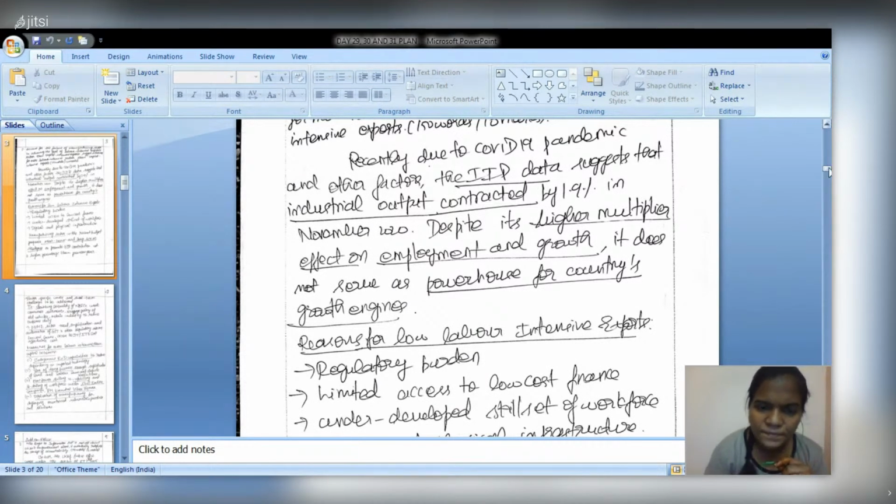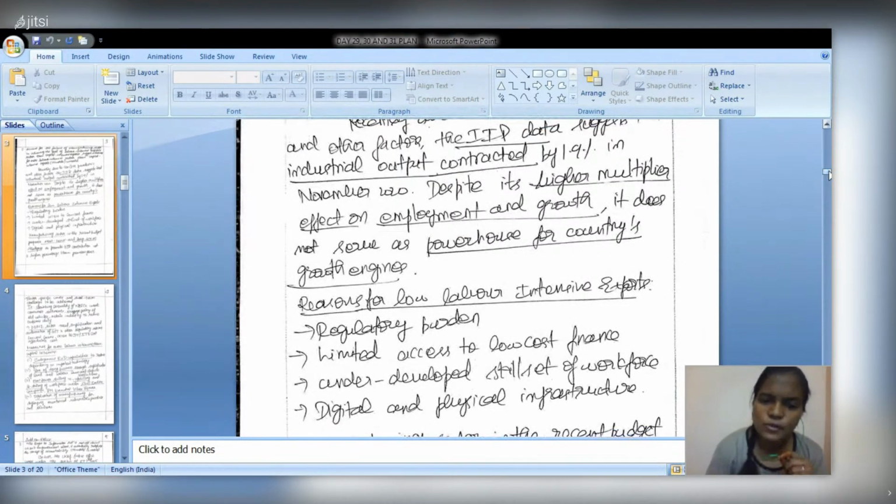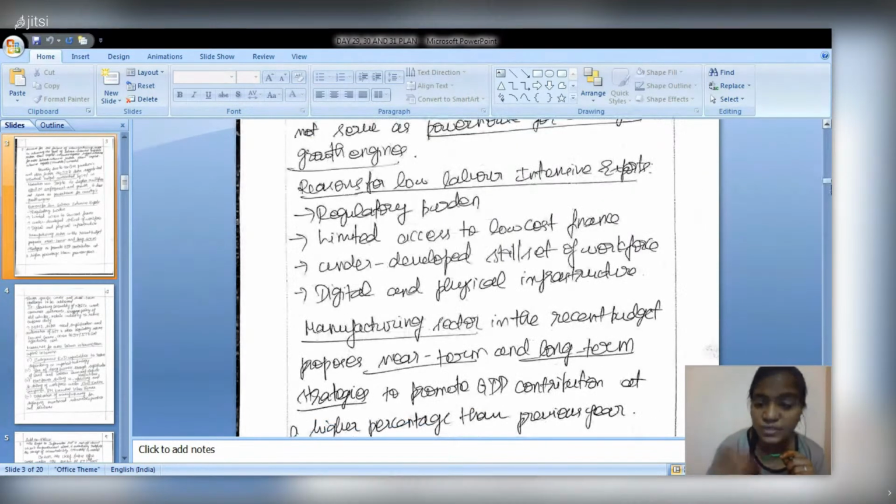So what are the reasons for the low labor-intensive exports? This is the second part of the question which should be answered. Regulatory burden was there, where more regulatory norms were there, because we started our LPG reforms from 1991, from license raj to the Competition Commission.